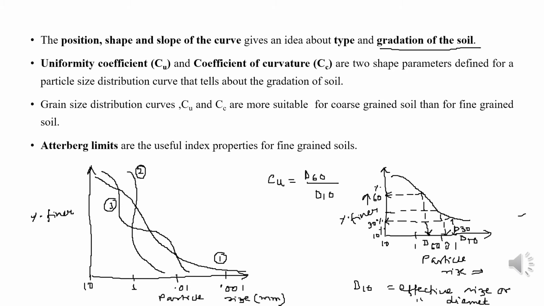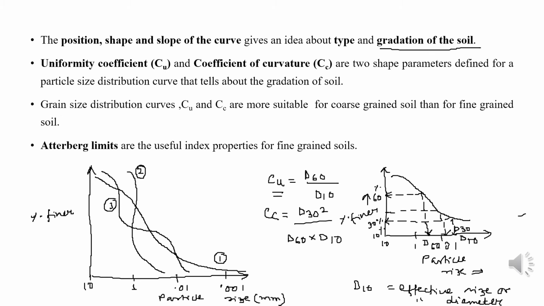Okay, so the ratio of the particle sizes D60 and D10 is represented as the uniformity coefficient. We also define another term Cc, which is called the coefficient of curvature and is represented as D30 squared divided by D60 times D10. Okay. So with these sizes, these two quantities are defined.